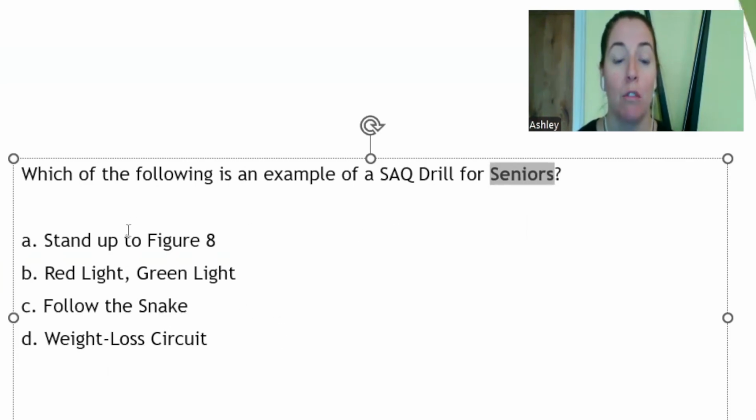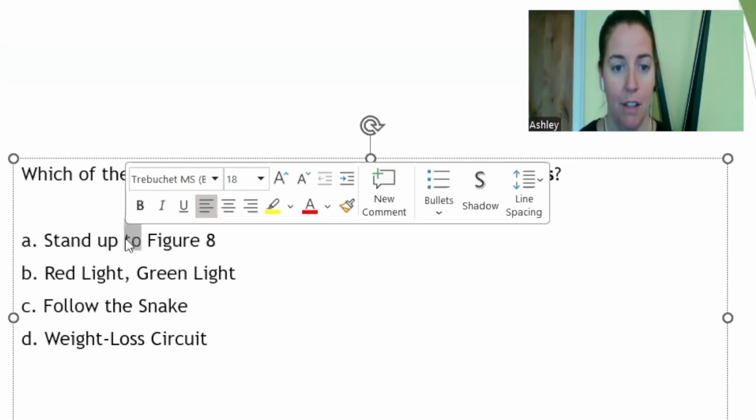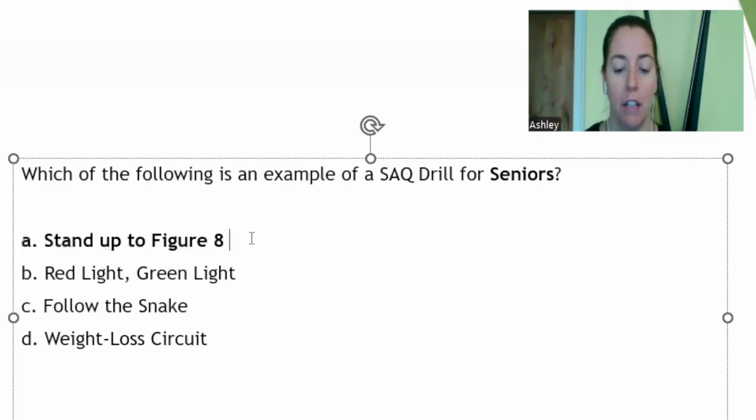Seniors, remember, we're looking for activities of daily living kind of things, right? So it's going to either be this or it's going to be like the hurdle step over. So think ADLs, activities of daily living.